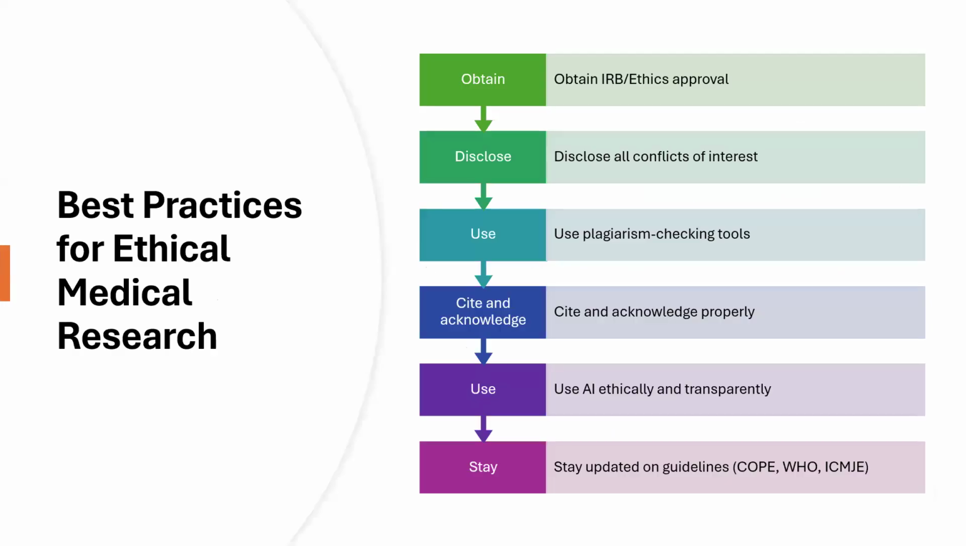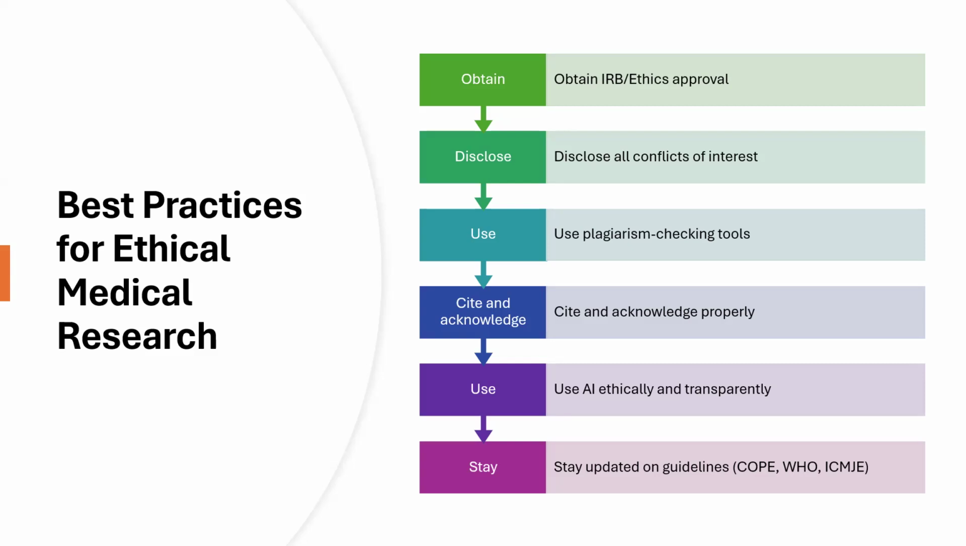And what are the best practices for ethical medical research, and how will you do that work? The first thing is to obtain an IRB letter or the ethical approval, and then disclose all conflicts of interest, if there are any. Then use plagiarism checking tools like Turnitin, and cite and acknowledge properly. If you are using someone else's data or citing someone else's work, you have to properly cite them and add the references at the end.